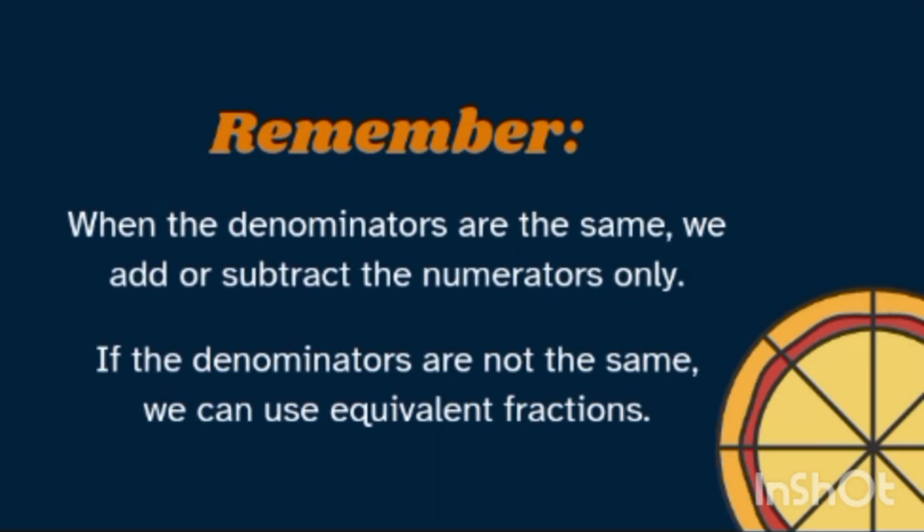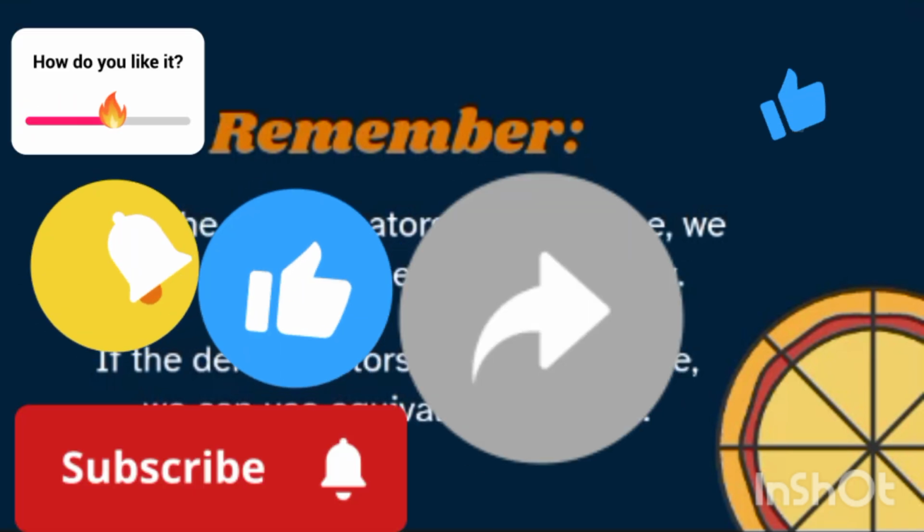Remember, when the denominators are the same, we add or subtract the numerators only. If the denominators are not the same, we can use equivalent fractions. Equivalent fraction means find the lowest common denominator. So this is how you can add and subtract fractions. That's all for today.